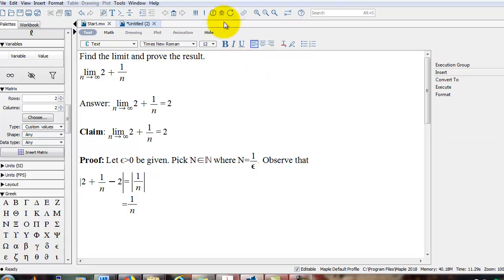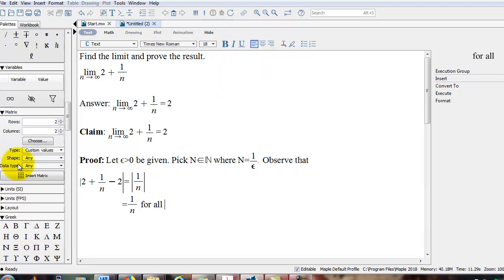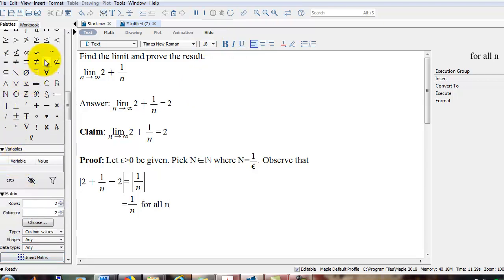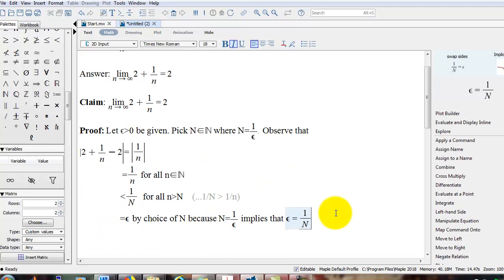And I'm going to make a note here for all little n in the set of natural numbers. Okay, and that is going to be strictly less than 1 over capital N for all little n greater than capital N. How do we know that's true? Let's just double check. If we divide both sides by capital N and little n, on the left-hand side we get 1 over capital N, on the right-hand side 1 over little n. So yes, indeed, 1 over little n is less than 1 over capital N.